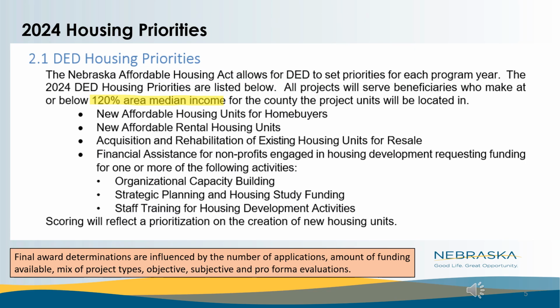Housing priorities are identified for every cycle. Please take a moment to read through the housing priorities for this cycle found on section 2.1 of the 2024 application guidelines. Every project must be willing to serve incomes of 120% or less area median income. If your project does not meet one of the priorities, we still encourage you to apply, as the final award determinations are influenced by the number of applications, the amount of funding available, the mix of project types, objective, subjective, and pro forma evaluations.